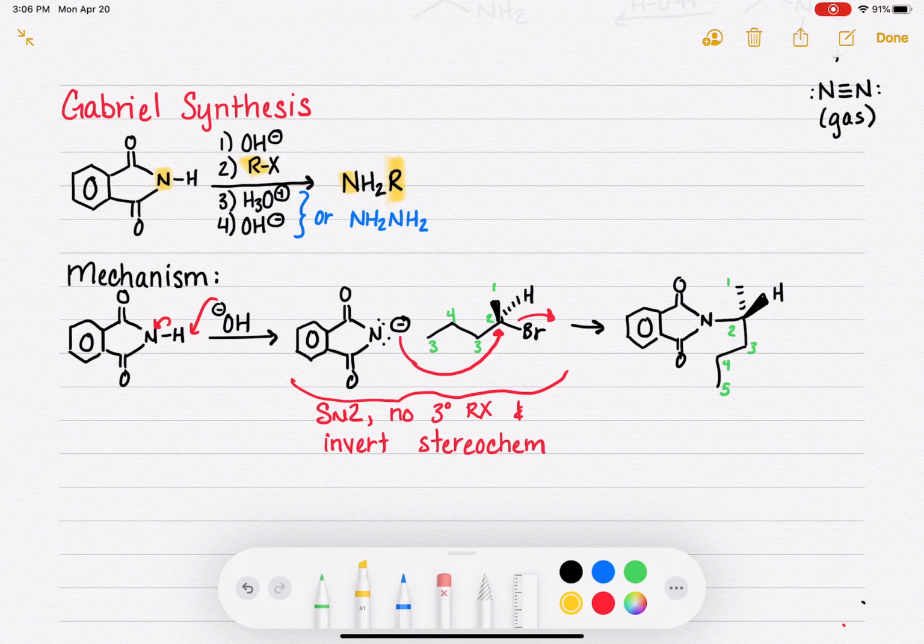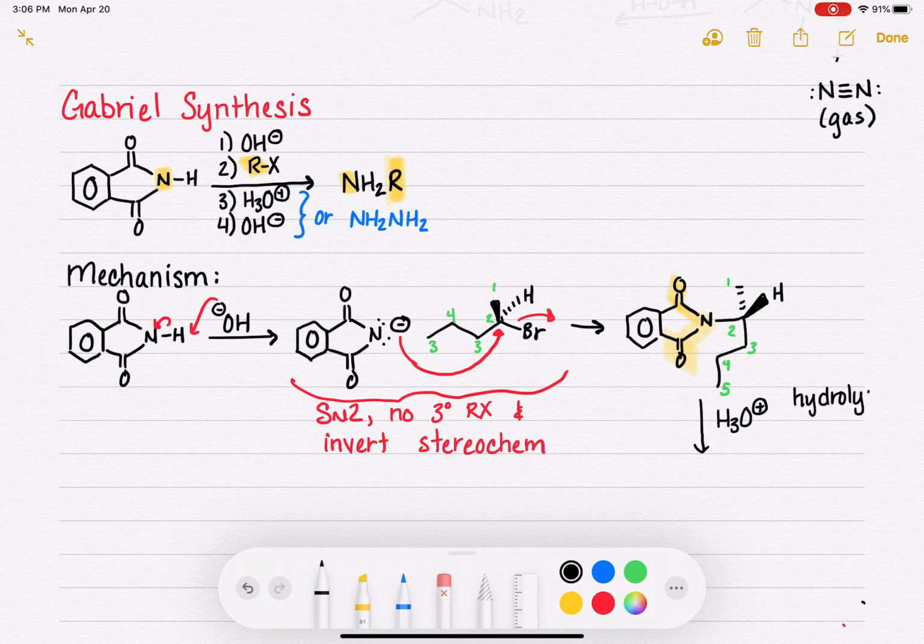And this is an amide. We've got our carbon-oxygen double bond adjacent to a nitrogen. It's actually a double amide. And that amide can undergo hydrolysis with the strong acid H3O+. So this is our step 3.